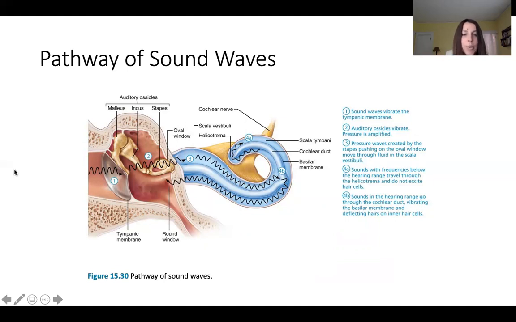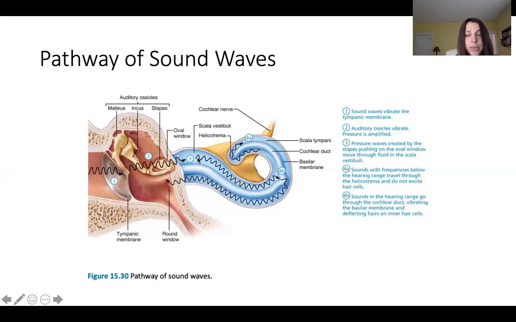All right, so let's look at the pathway of the sound wave. So here we go. Boom, I hit my snare drum, and the sound wave travels right to this eardrum, or the tympanic membrane. It vibrates that, causing the auditory ossicles to vibrate. Here the pressure is amplified, and then the pressure wave created by the stapes pushing on the oval window moves through the fluid in the scala. So here's the fluid in the scala. This is part of the cochlea.